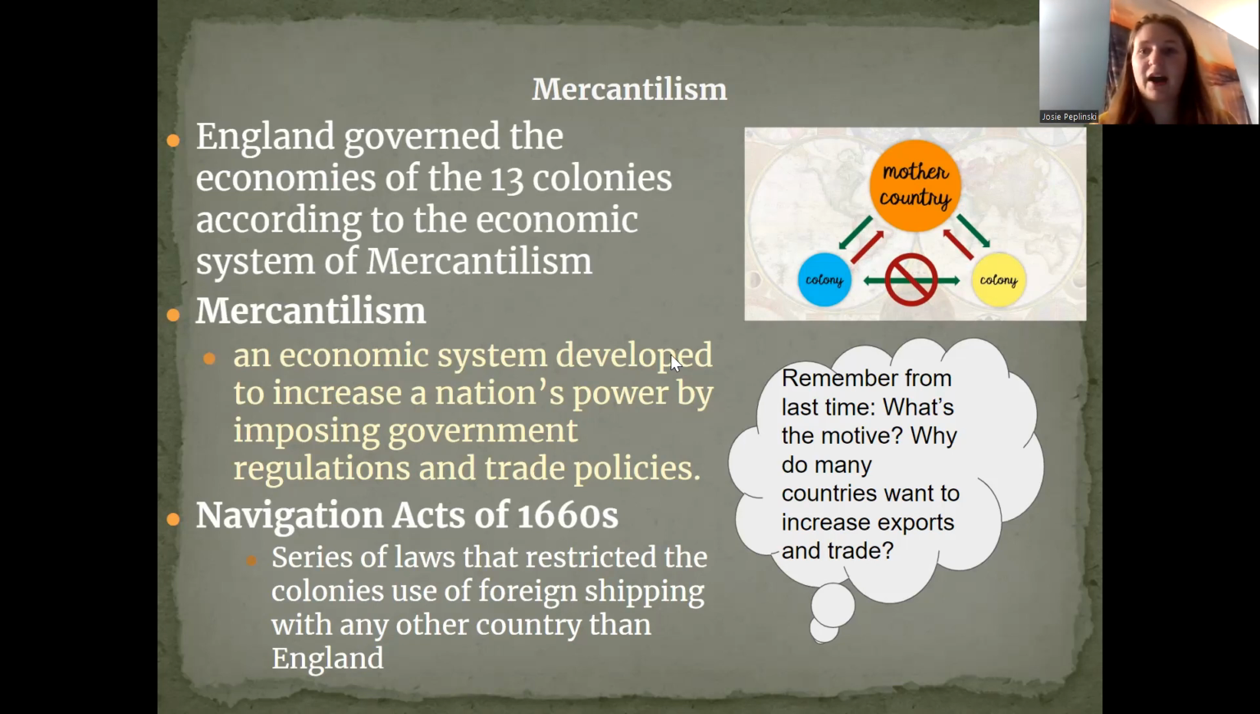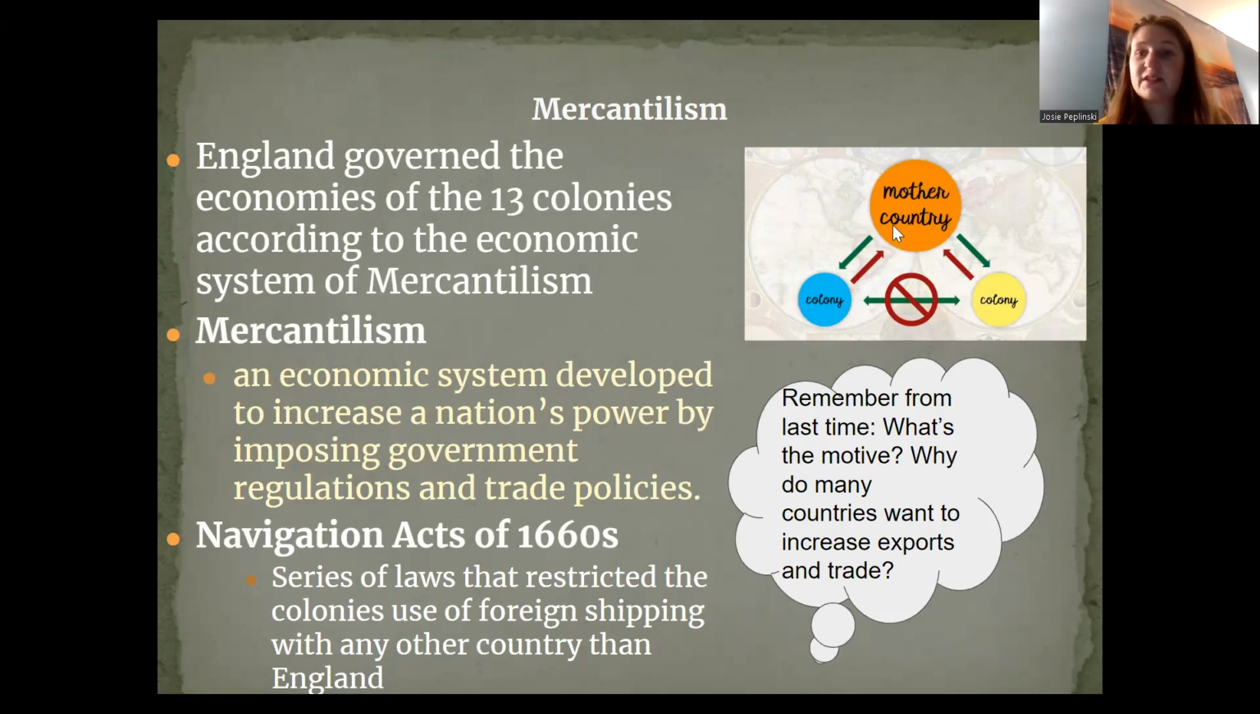Here, you'll see this little graphic. So the mother country in this case is England. It is giving manufactured goods to the colony, while the colony is giving the mother country the raw materials. Colony produces raw materials, sends it to the mother country, which manufactures those raw materials into finished products and then sells them back to the colony. It may be doing the same thing with other raw materials from other colonies.